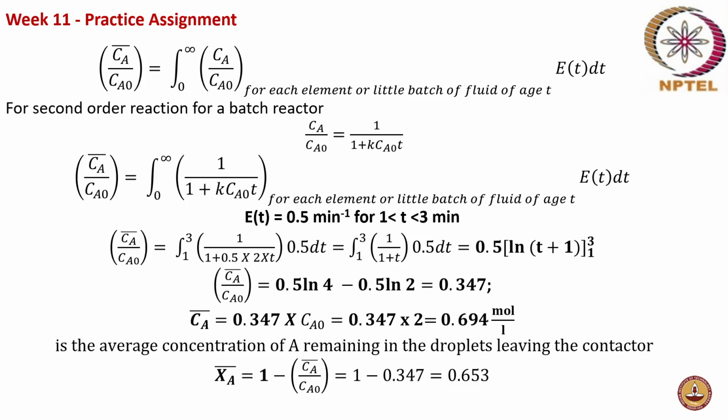We can also find the average conversion. Xa bar is equal to 1 minus Ca bar by Ca naught. We have Ca bar by Ca naught as 0.347, so Xa bar is equal to 1 minus 0.347, that is 0.653. That means the conversion is about 65%. This is the conversion in this reactor using a segregated model.